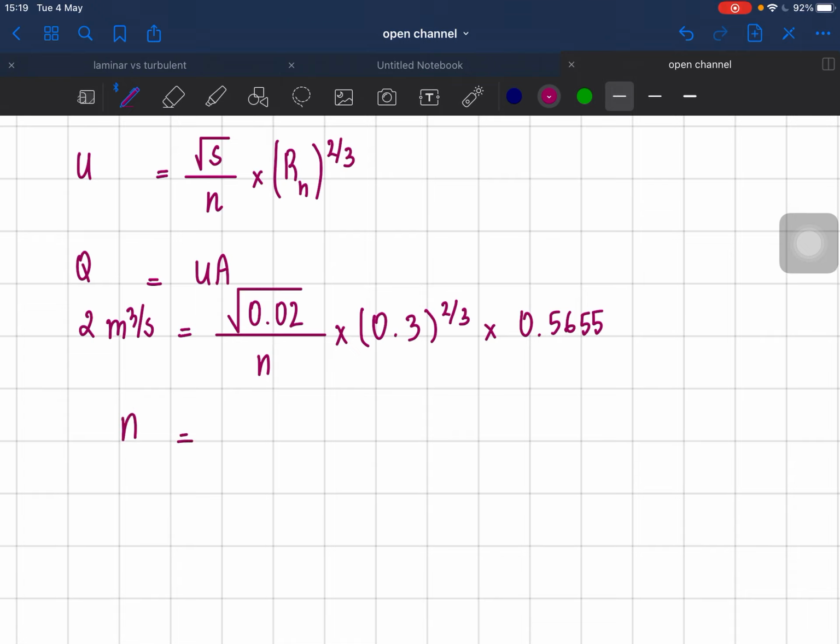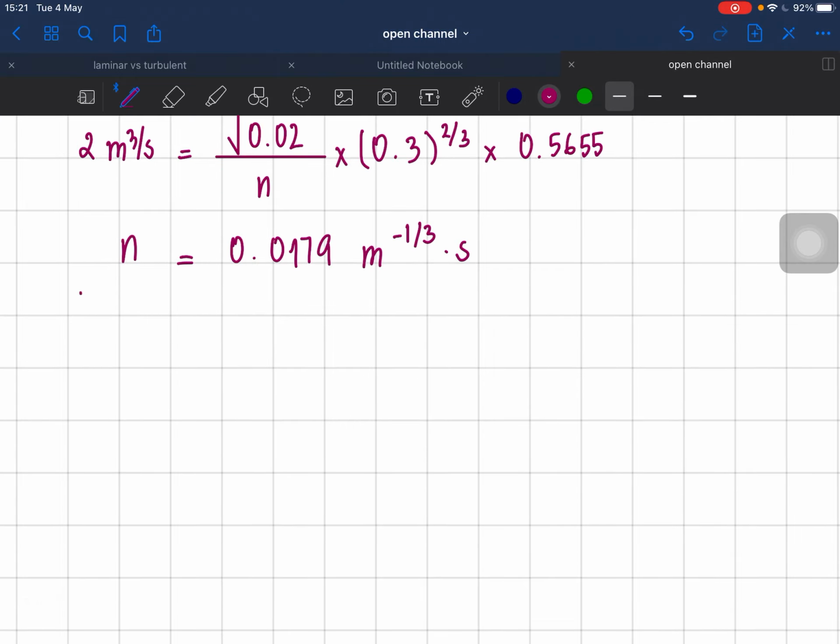So then we find n is equal to 0.02 times 0.3 to the power 2/3 times 0.5655, everything over 2. The answer is 0.0179 meter to the power of 1/3 s. This is the Manning's n.